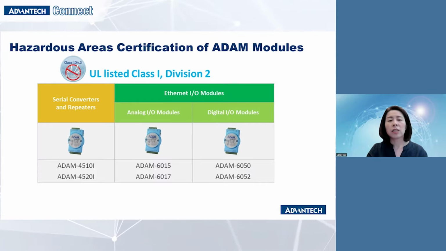Here are 6 Atom models which are certified with UL C1D2. 2 models are for Atom 4 series, which are serial converters and repeaters. 4 models for Atom 6 are Ethernet I/O modules.